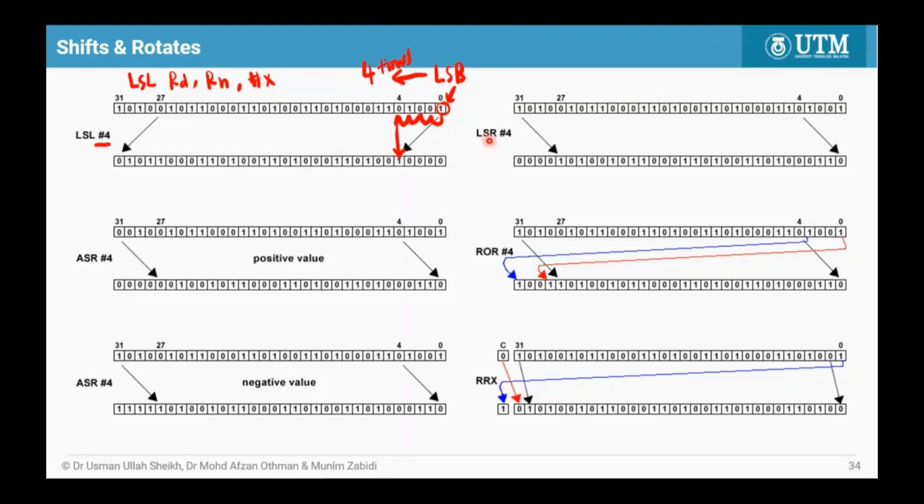Before that, I forgot to mention: after you shift these bits to the left, what happens to the remaining bits here? The remaining bits you need to fill with 0. This is what happens every time you do a logical shift left. The remaining bits will be filled by a 0 value.